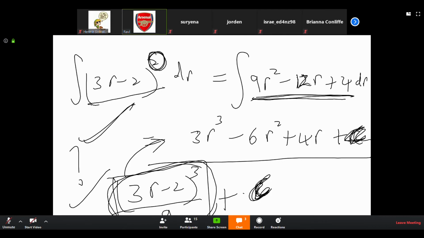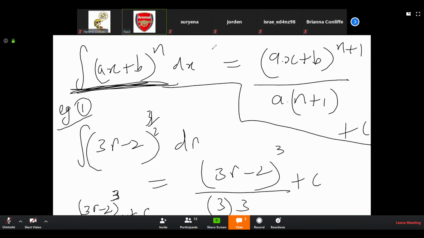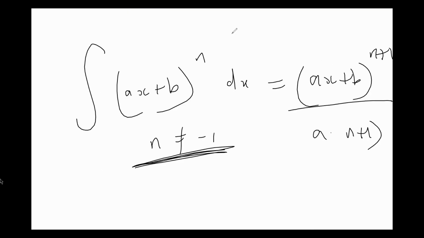But what becomes the issue if instead of 2, the power is 5? I could expand it by multiplying it by itself 5 times, but it might take me forever. This rule is vital. The integral of (ax plus b) to the n is equal to (ax plus b) to the n plus 1 over a(n plus 1). If you forget the a times (n plus 1), you're in trouble. The question will be wrong, the answer will be wrong. You can't get it right.